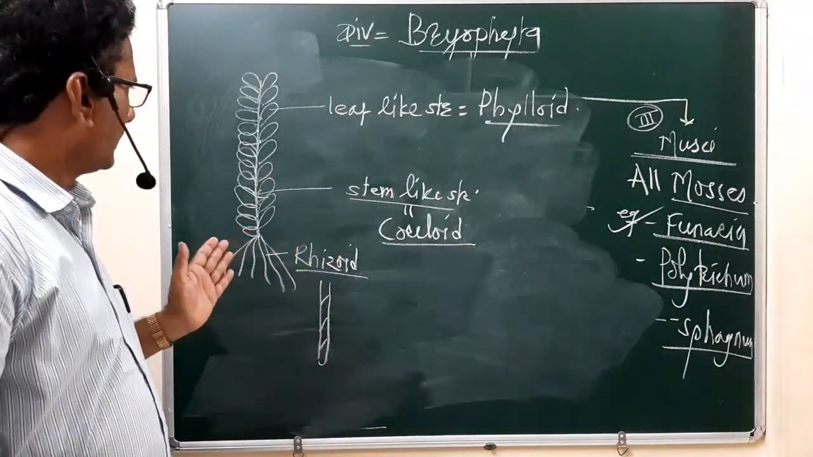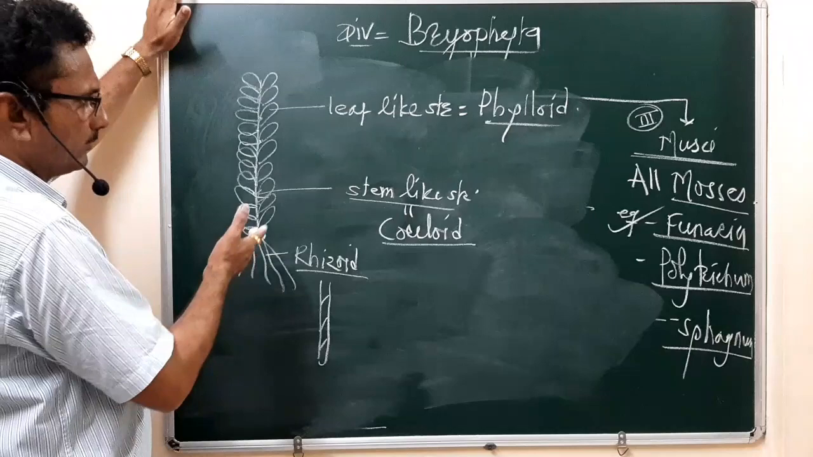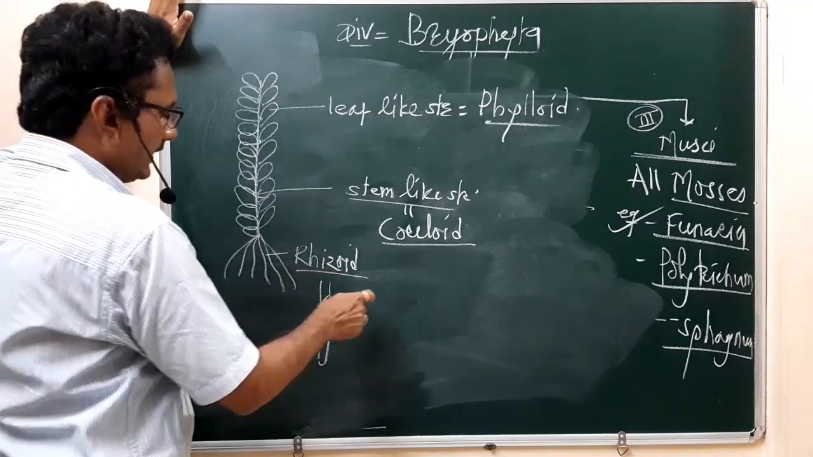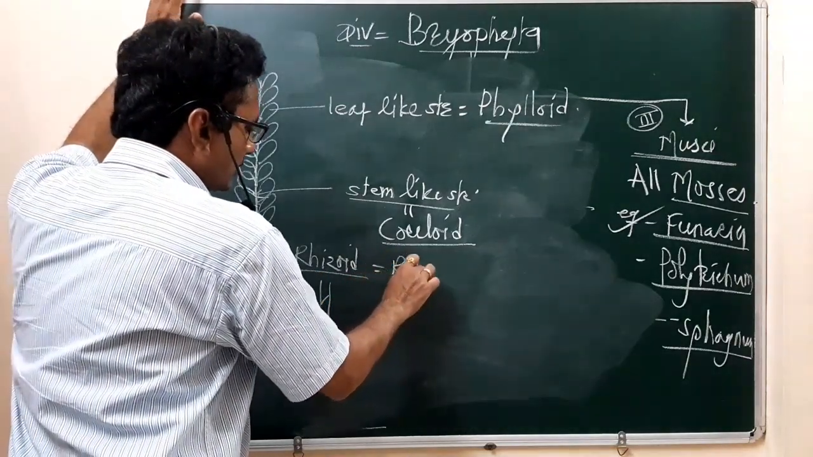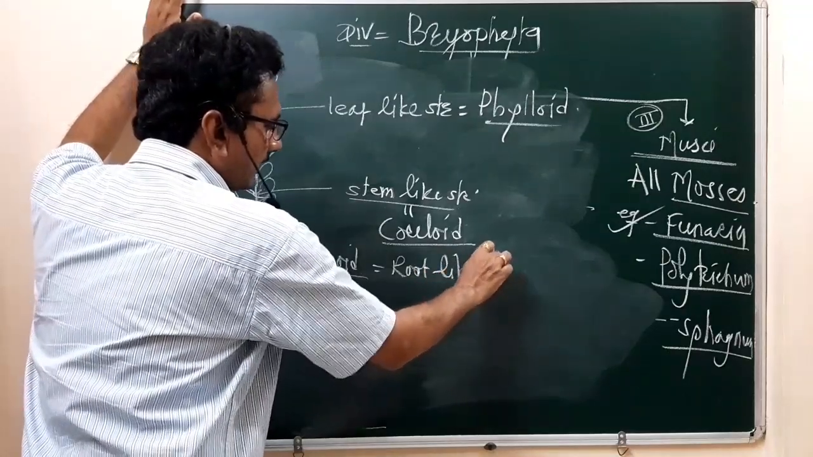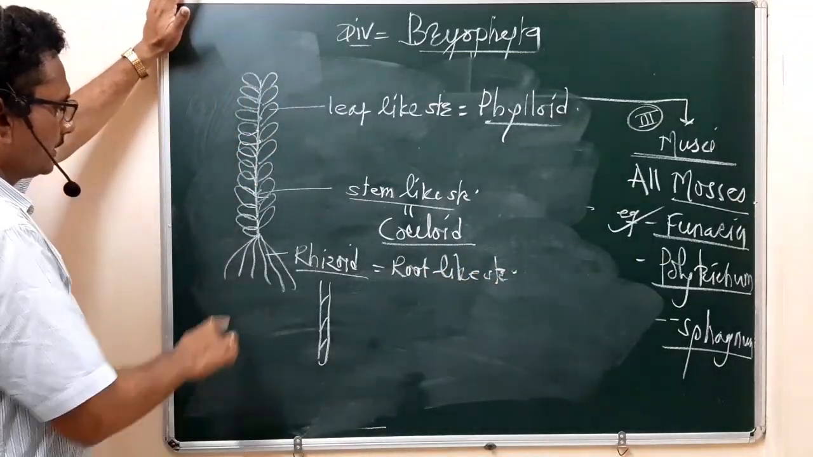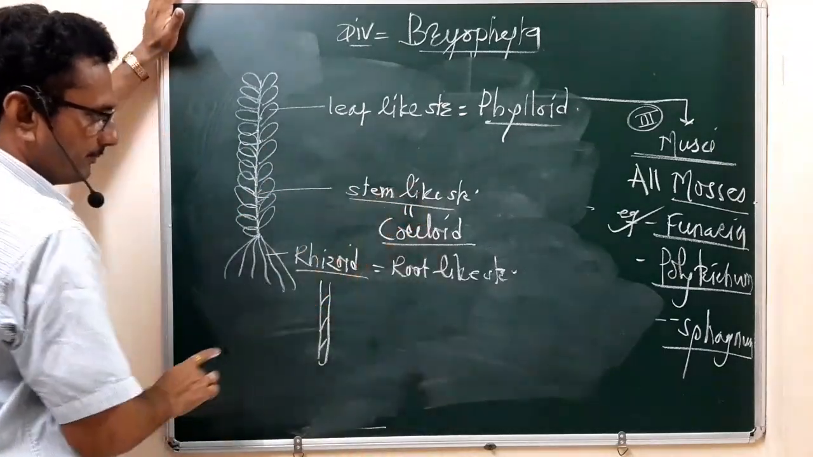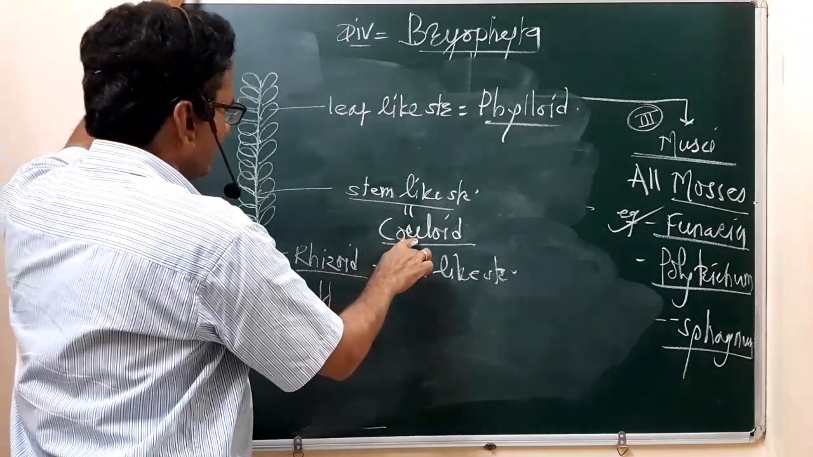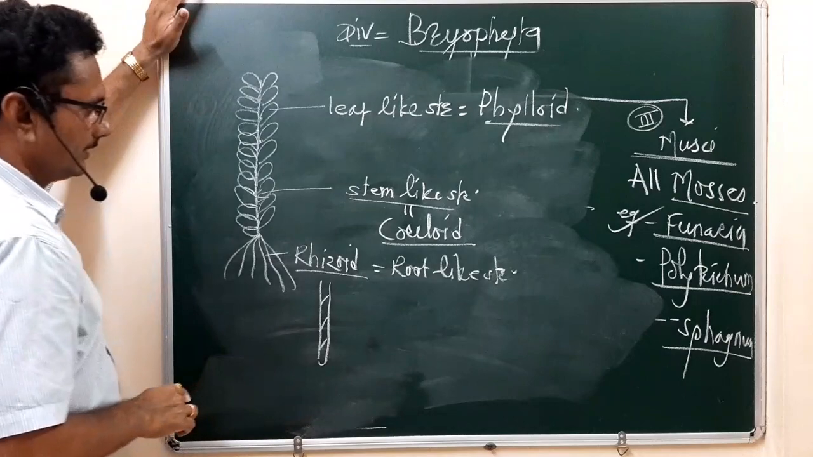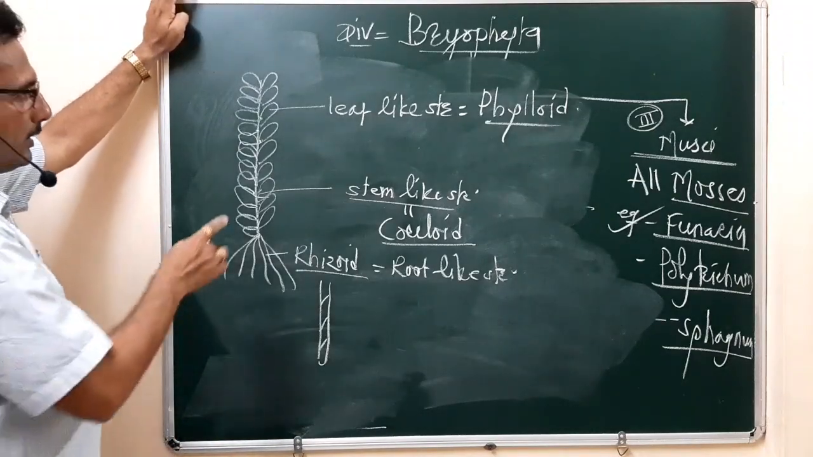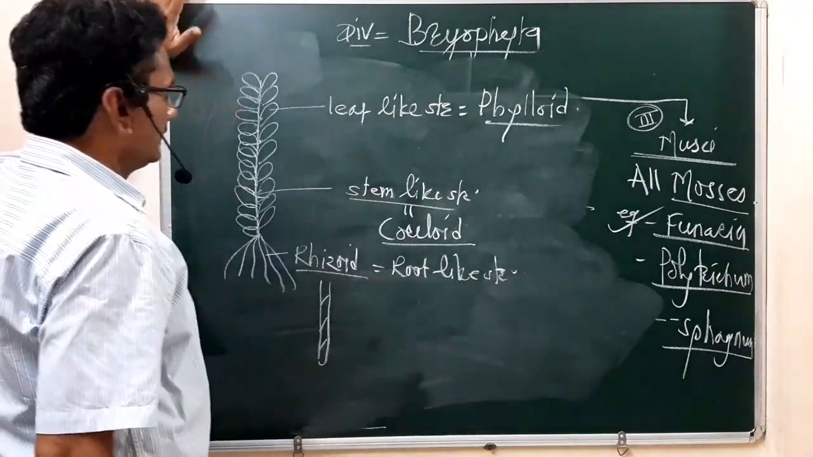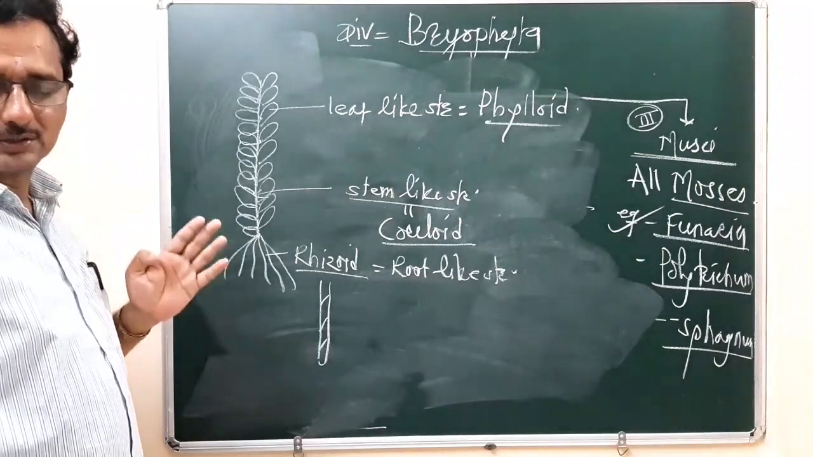So such a type of gametophytic plant body of the moss is seen. It has the rhizoid. Rhizoid means a root-like structure. From that root-like structure, the central axis is developed, and that central axis is stem-like, but not a true stem. So that structure is called a cauloid. And over that stem-like structure, the leaf-like structure is developed, and it is called a phylloid. Then this is the gametophytic phase of the mosses or the Musci.